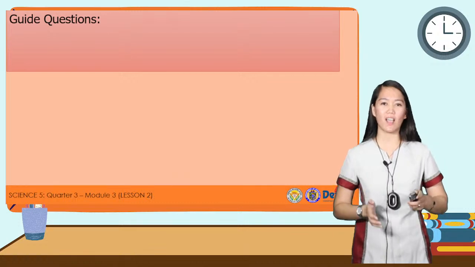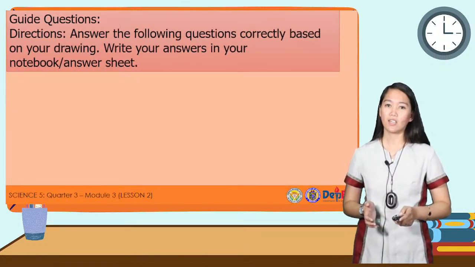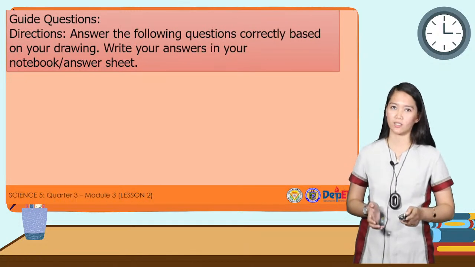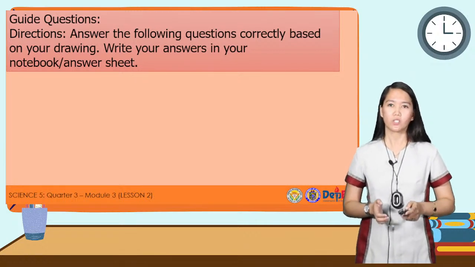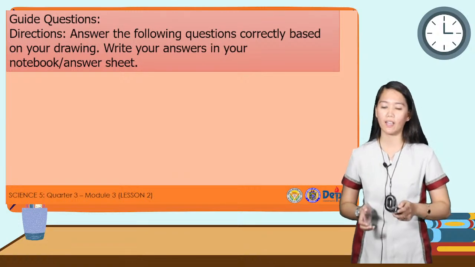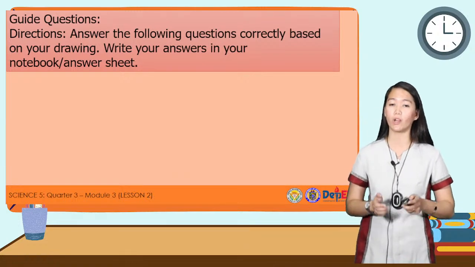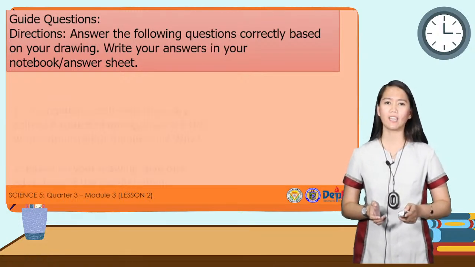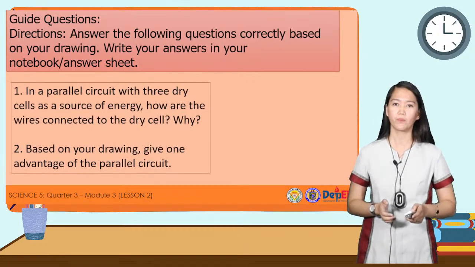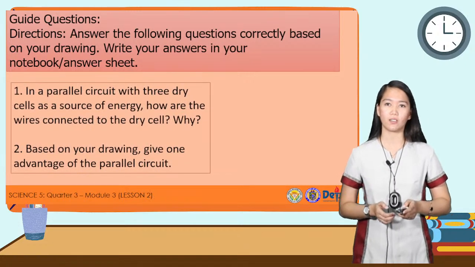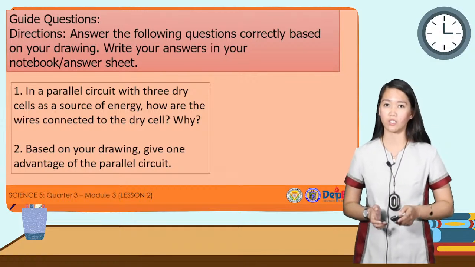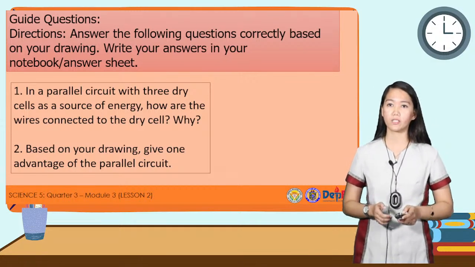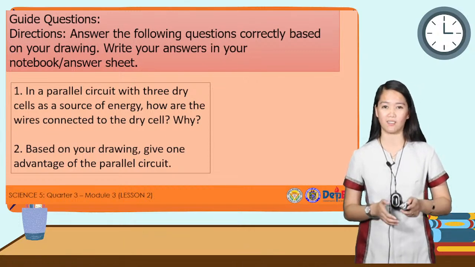Now, let's answer the following questions based on your drawing. You are going to write your answers in your notebook or answer sheet. Okay, let us have the first question. In a parallel circuit with 3 dry cells as a source of energy, how are the wires connected to the dry cell?